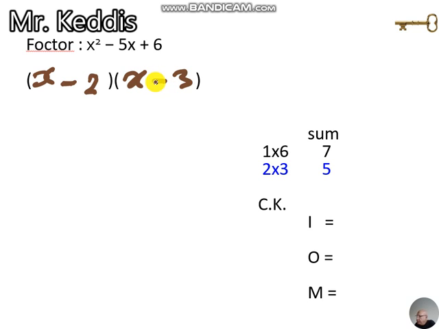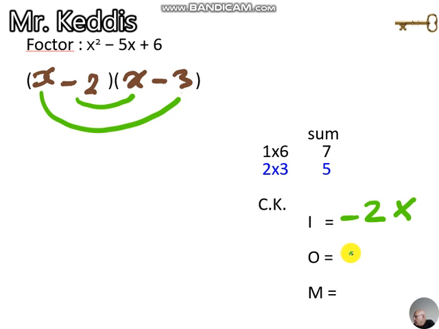To check my answer, this is negative 2x, the product of the inner terms, and this is negative 3x. If I combine them, I get negative, I add 2 plus 3, 5x. This is the same middle term here, okay? Means my answer is correct. Move to the next one.